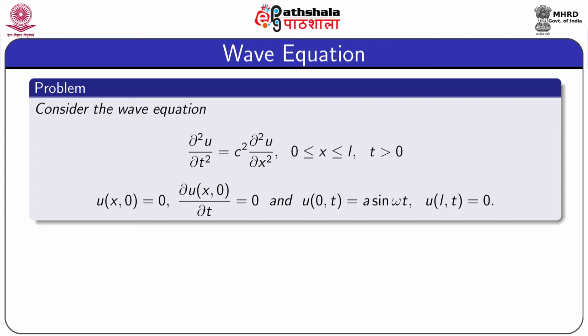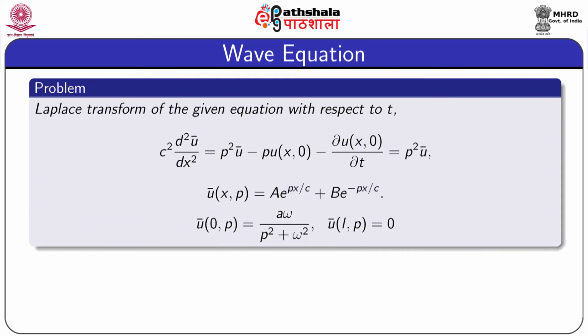So, the given equation is del 2 u by del t square equals c square del 2 u by del x square, where x lies between 0 and L, t greater than 0, and the initial conditions are u of x, 0 equals 0 and del u by del t at t equals 0 is 0, and the boundary conditions are u of 0, t equals A sin omega t and u of L, t equals 0.